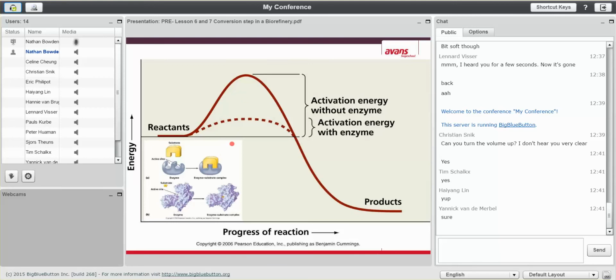An enzyme, a catalyst, lowers the activation energy. An example of this is an enzyme, here you see. Here's the substrate. The enzyme locks into the substrate, and that lowers the activation energy of the reaction. But I think this is all a review for everybody. Are there any questions?